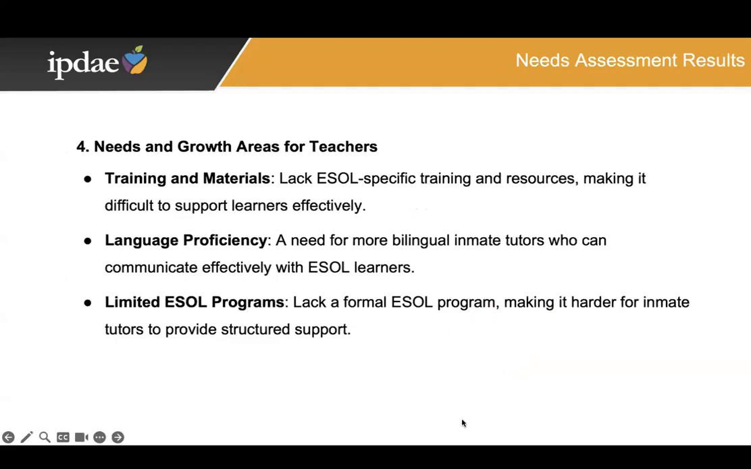Needs and growth areas for teachers. Training materials: lack of ESOL specific training and resources, making it difficult to support learners effectively. Of course, that's what we're aiming to address here through our course. Language proficiency: a need for more bilingual inmate tutors who can communicate effectively with ESOL learners. So that informed potential strategies that teachers could utilize, leveraging the strengths and the funds of knowledge and experiences, and in this case, the language ability of inmate tutors and aides and peers in the classroom. And also limited ESOL programs. So just a lack of formal ESOL programs, making it harder for inmate tutors and teachers to provide structured support.